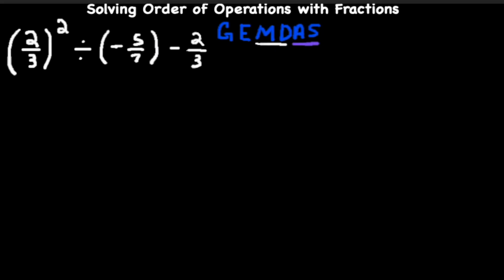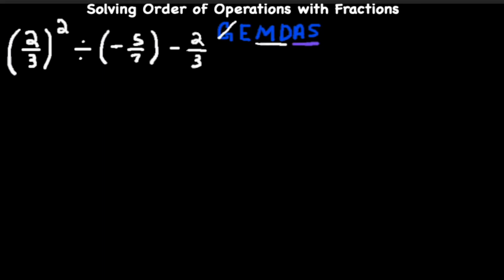So here we have GEMDAS. The G stands for grouping symbols, E for exponents, MD multiplication or division, and AS addition and subtraction. So you always know that you need to perform whatever is inside grouping symbols first. Since we do not have any operations within grouping symbols itself, we can go ahead and cross out the G. And we do have exponents that we're working with. So let's go ahead and solve that.